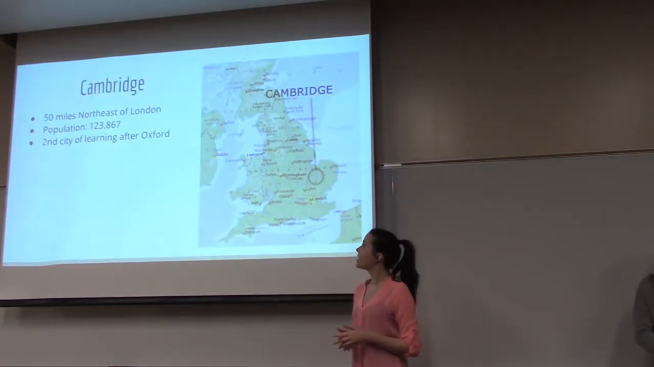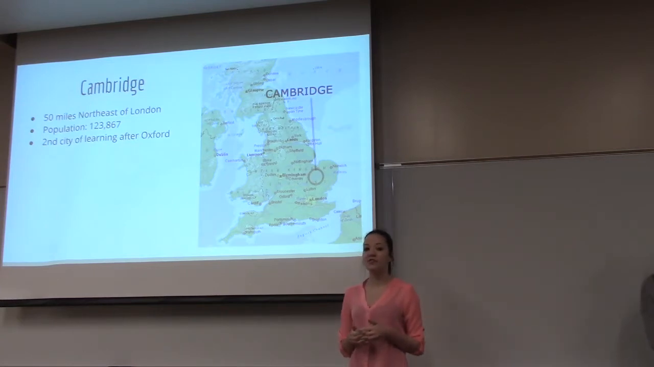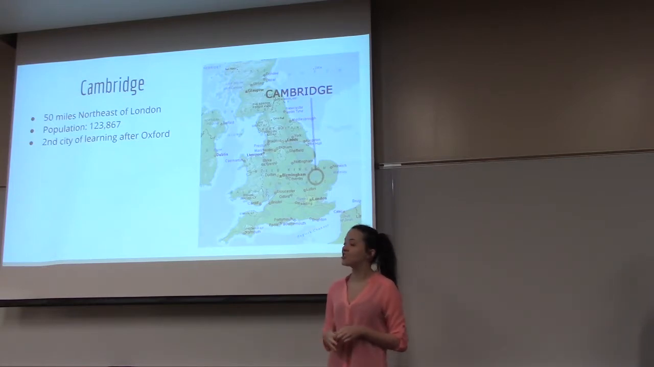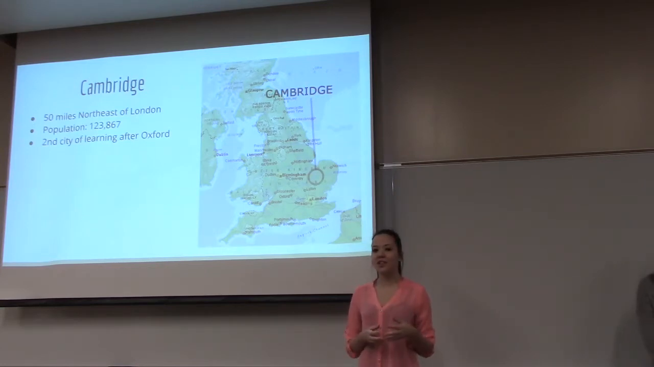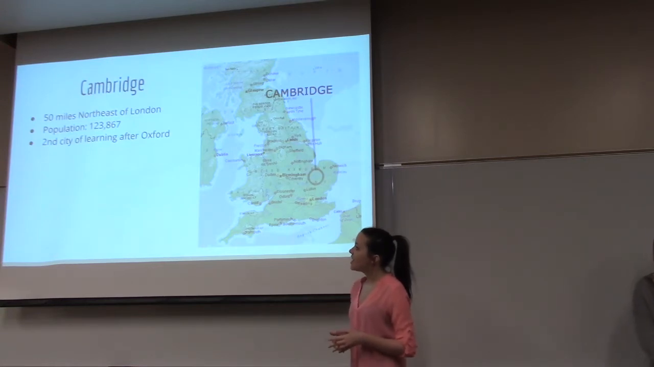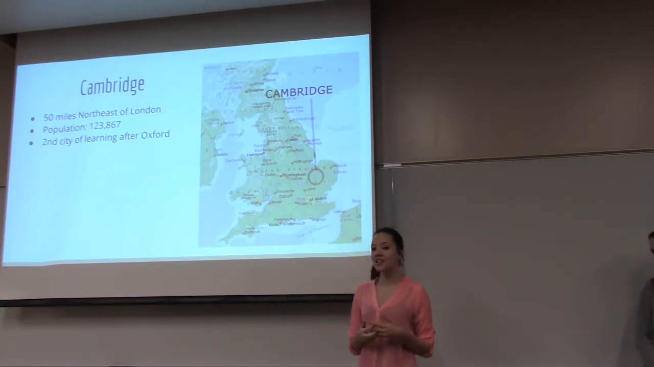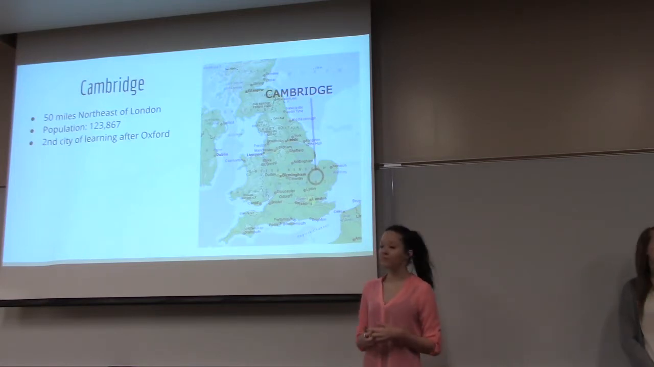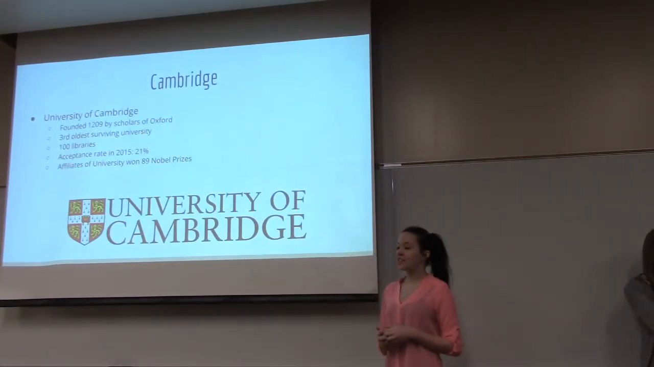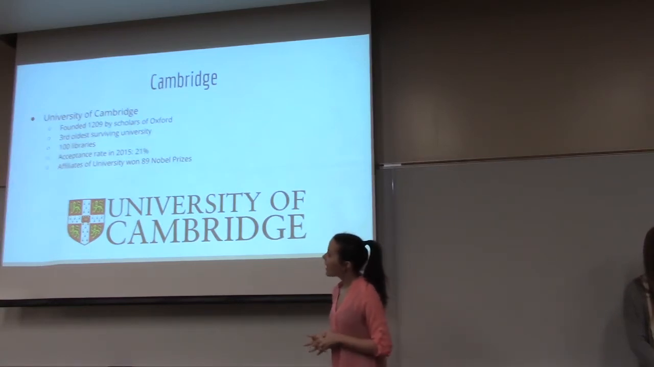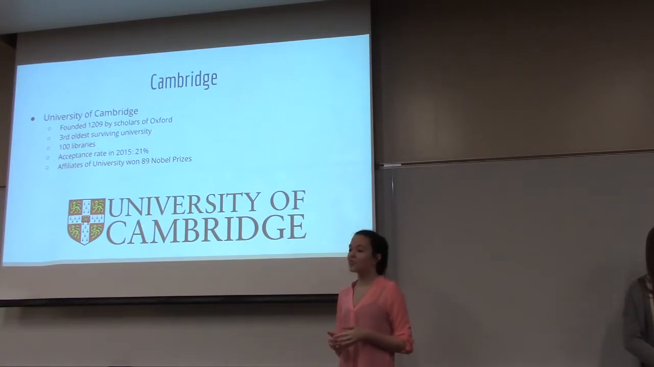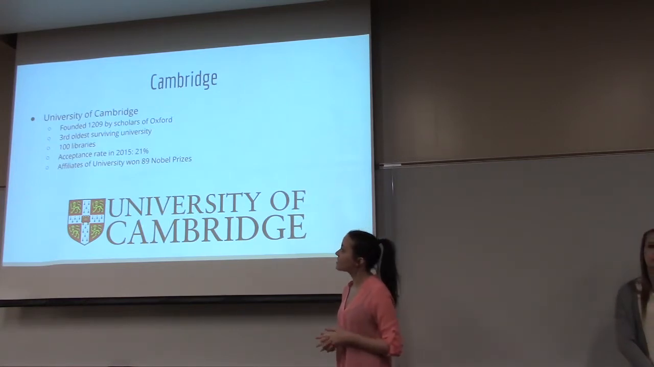So the next area we're visiting is Cambridge. It's actually 15 miles north of London, as you can see in the map here. The population is 123,867. A large portion, about 20,000, is made up of students because of Cambridge University. Cambridge is known as the second city of learning after Oxford. With Cambridge University, we are visiting within the month that we're there. Fun fact, it was founded by scholars of Oxford. That's why it's known as the second city of learning after Oxford.